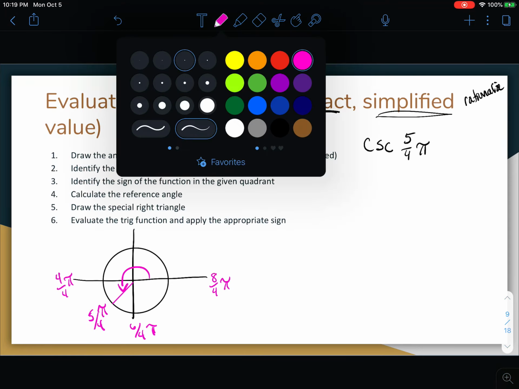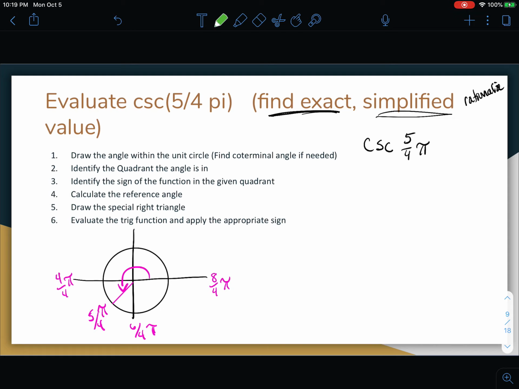Okay. The next thing to take a look at is the quadrant that the angle is in. This is the real angle here, not the reference angle. We're talking about the actual angle: 5/4 pi is in quadrant 3. Now, let's think about the sign of cosecant. Do you remember that cosecant is the reciprocal function of sine? Sine is always that y value, which is negative here, and if it's the reciprocal of a negative number, it is still negative. So that sign is still the same there.